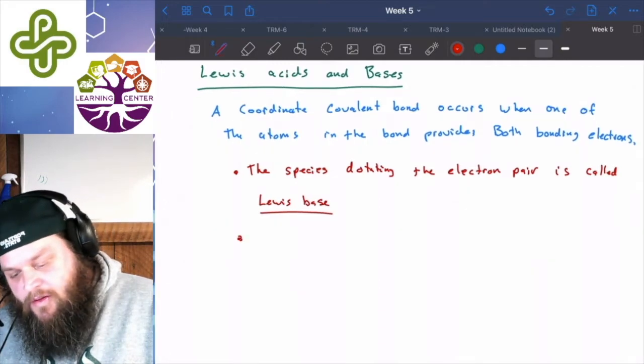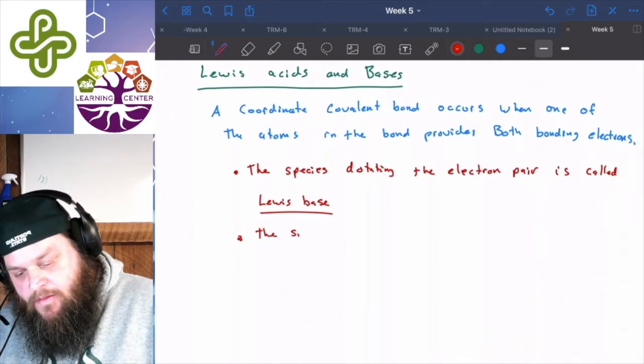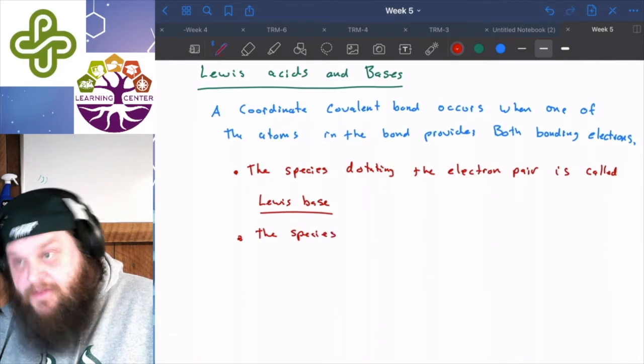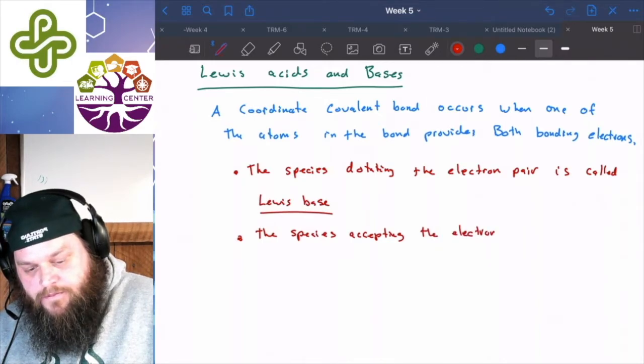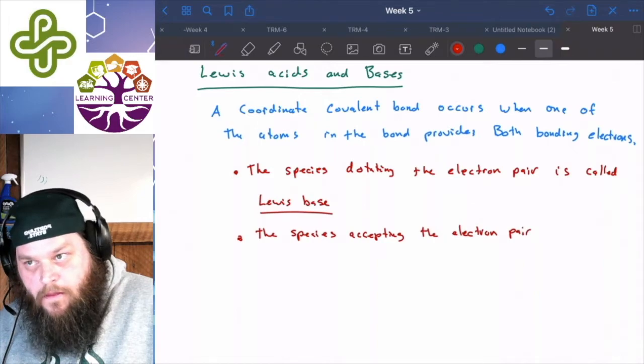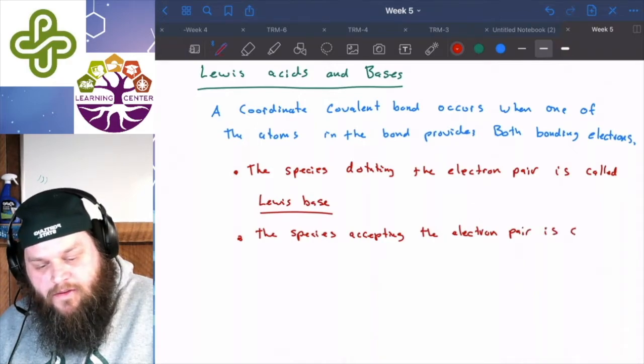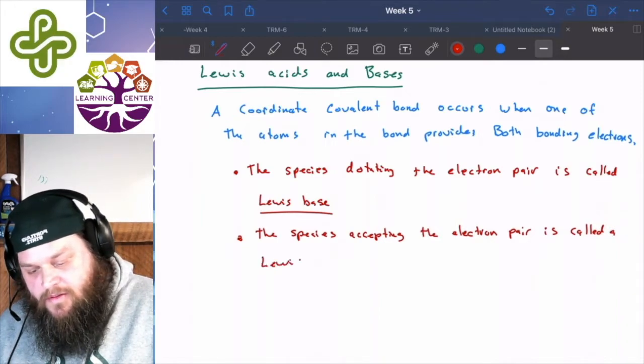And similarly then, the species accepting the electron pair is called a Lewis acid.